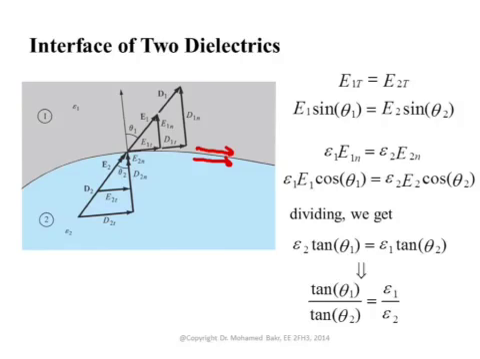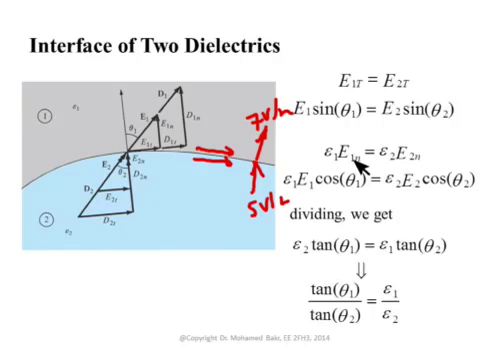What about the normal components? Normal components are not continuous. Once you cross the boundary, if this one is 5 volt per meter, here it becomes 7 volt per meter. It's discontinuous. But we know that D is continuous. If there is no surface charge, then D1 normal is equal to D2 normal, where D1 normal is epsilon 1 E1 normal, and D2 normal is epsilon 2 E2 normal.